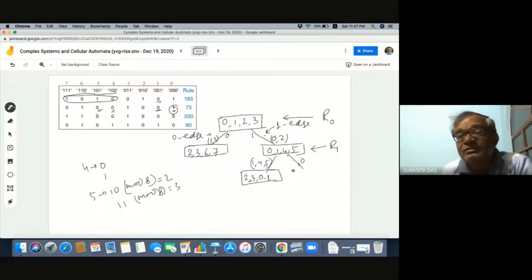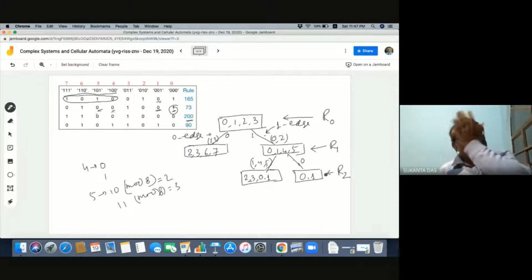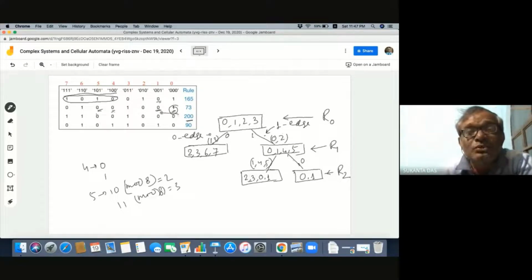And this one, maybe 0. From 0, I can get 0 to 1. So this is for R2. Let us expand this particular one. So R2, this one. So RMT 0 and R2 and 1, in this case, both are 0.